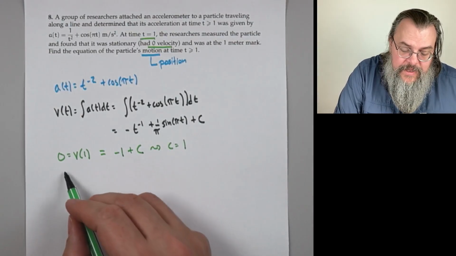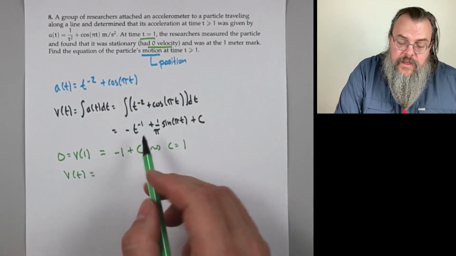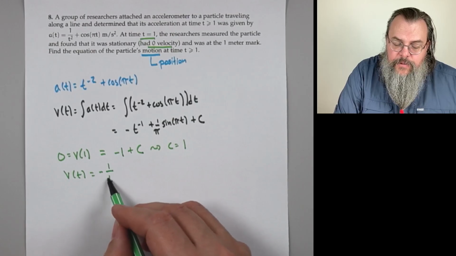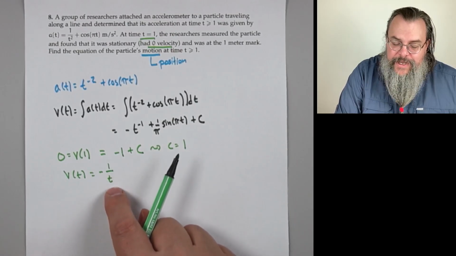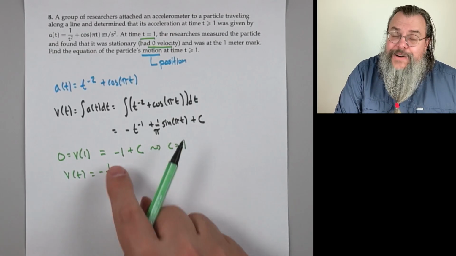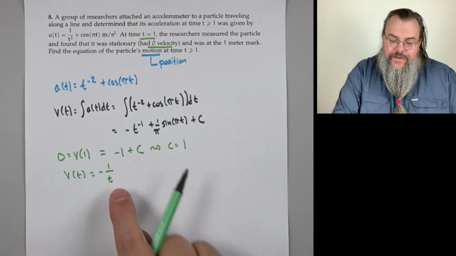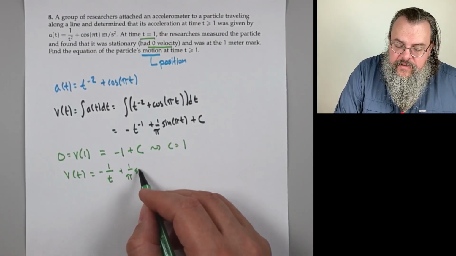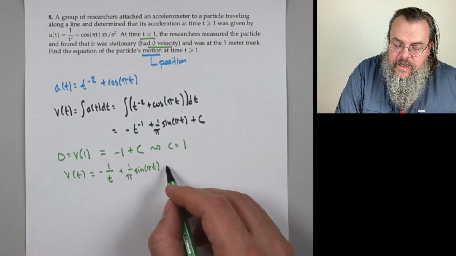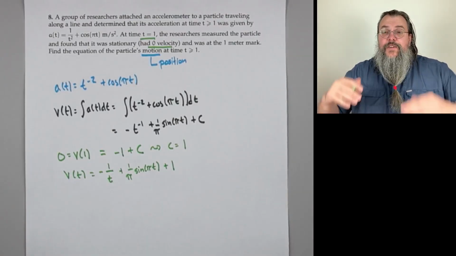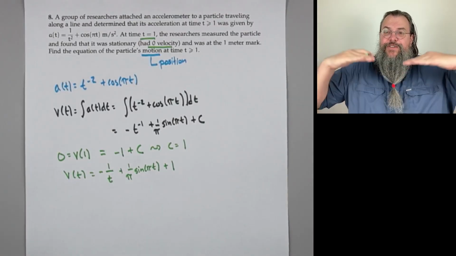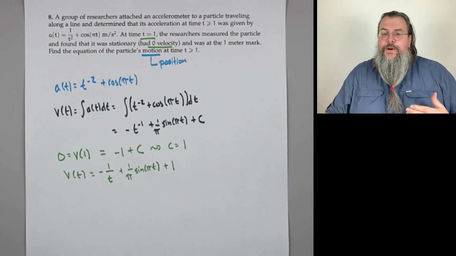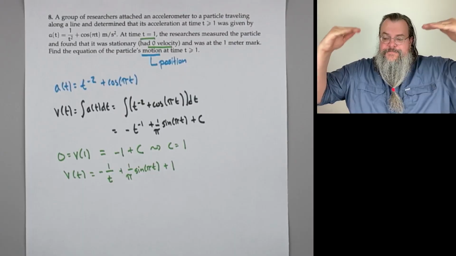All right. So updating v of t: t to the minus 1. Again, I'm going to rewrite that back as 1 over t, because this is the calculus-friendly way. It should be t to a power unless it's t to the minus 1, and then write it as 1 over t. Then we have our 1 over pi sine of pi t and plus 1. Okay, so we've successfully gone acceleration to velocity. We're halfway there.